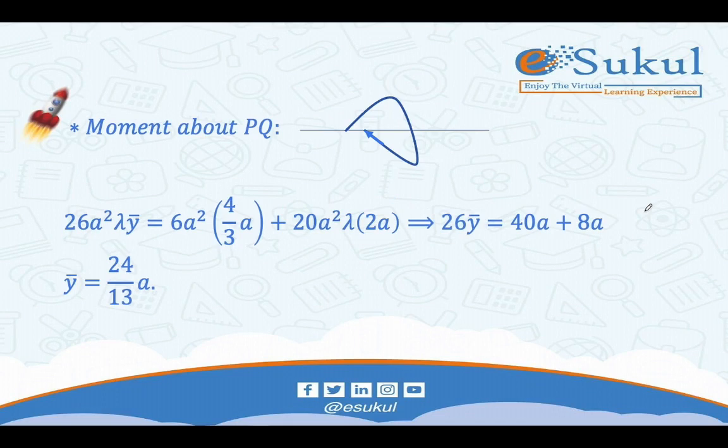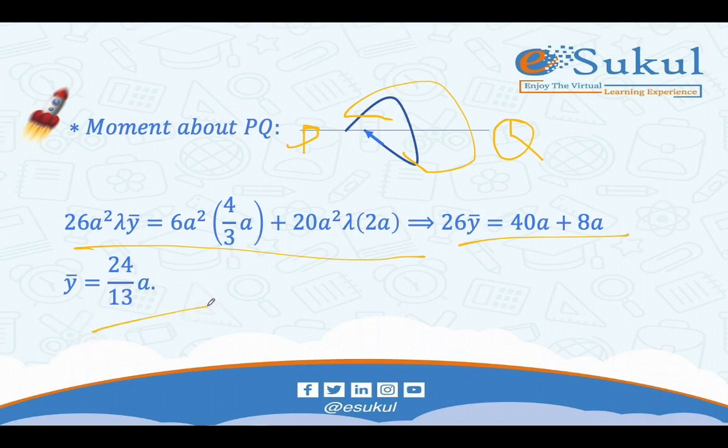Similarly for PQ, we have P here and Q here. So we have the weight times the distances in this direction. Simplifying, we have this linear equation. Finally, we have 24 on 13A. This gives us the overall distance of the centroid along PQ and PS.